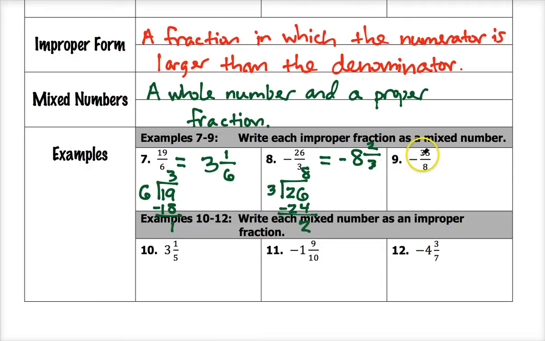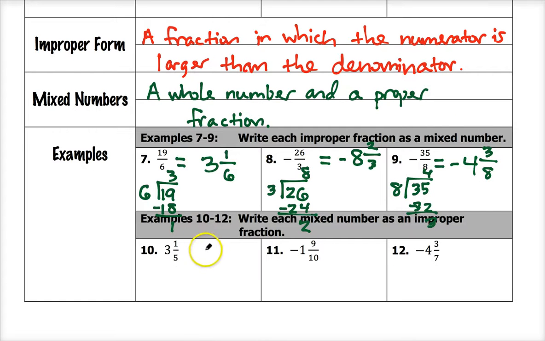Number 9, we have negative 35 eighths. So 35 divided by 8. 8 goes into 35 4 whole times. So this is negative 4. And 4 times 8 is 32. So you get a remainder of 3. So this becomes negative 4 and 3 eighths as a mixed number.